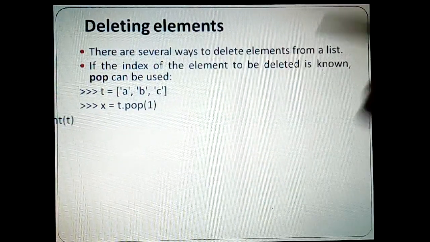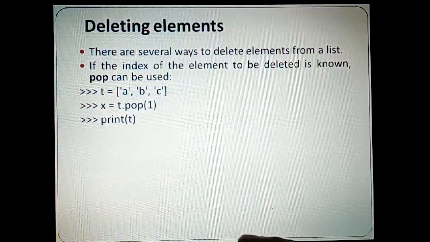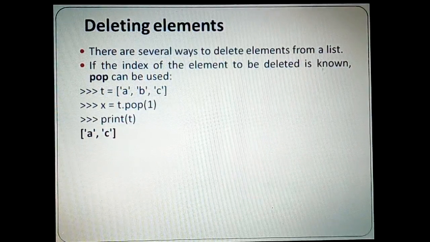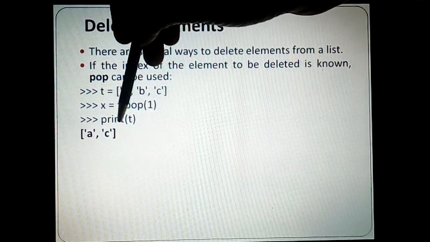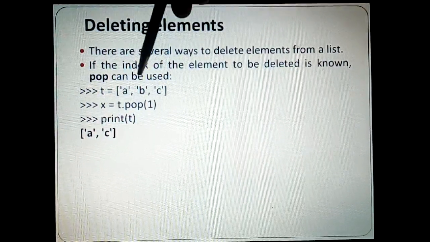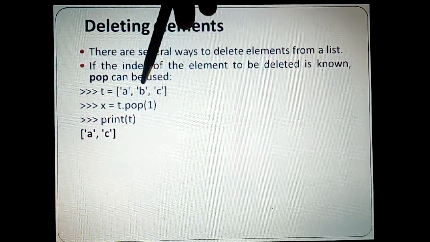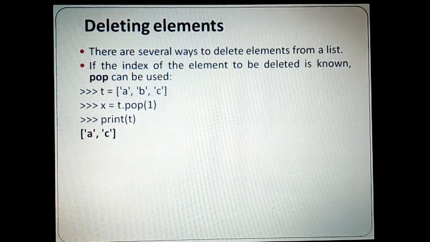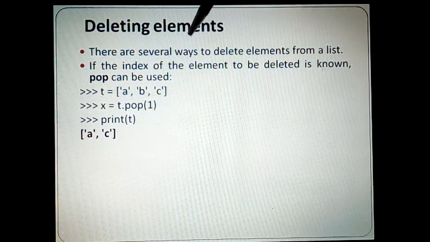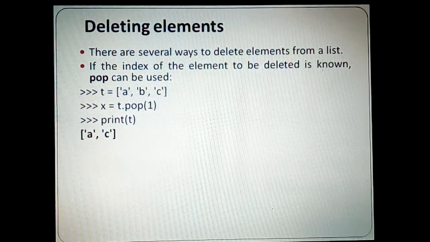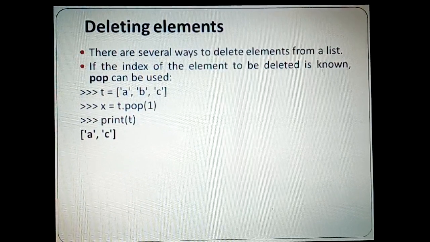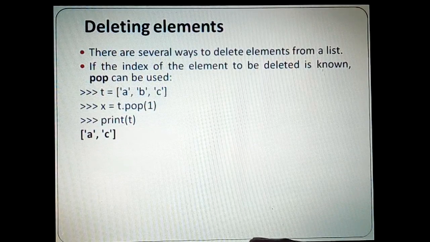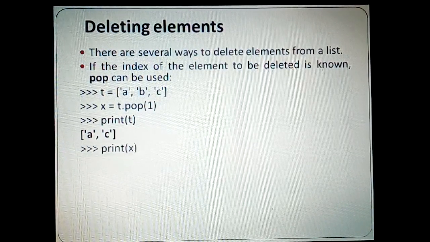So when I say print T, then it would print only the items except that item which is there at 1, that is B is not printed. So A and C is printed. Or for that matter, if I say print X, then it would print the value B which was deleted. So you can make use of this method whenever you want the item to be understood or to be used in the program by the name of the item. So you can make use of this mechanism to understand which item was deleted using a pop mechanism and with the index.